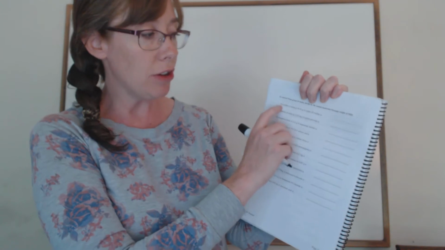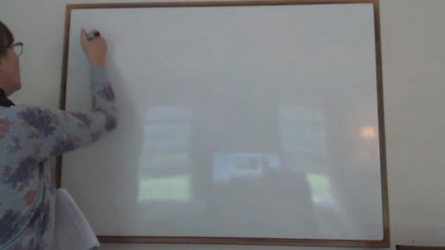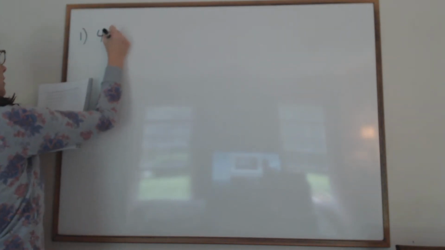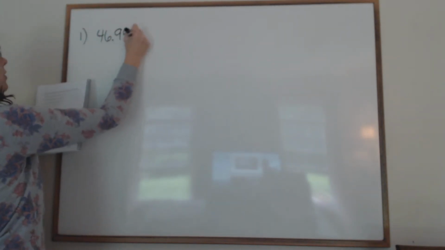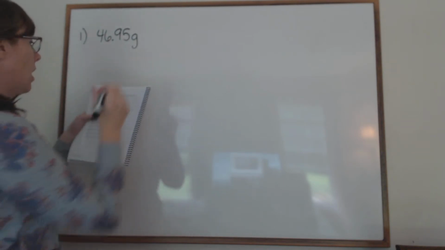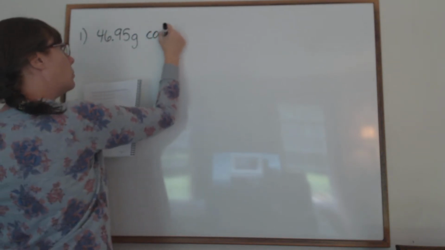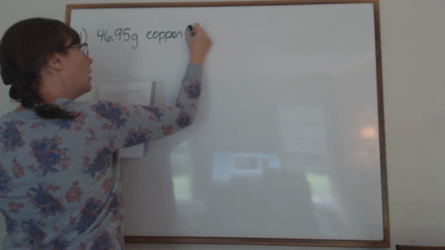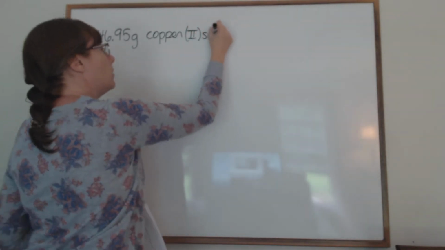The second page is similar but opposite. In this page, you are given the grams, and you're needing to turn it into the moles. So for instance, number 1 says 46.95 grams of, I'll just go ahead and write it out for now, and then we'll talk about copper 2 sulfate.